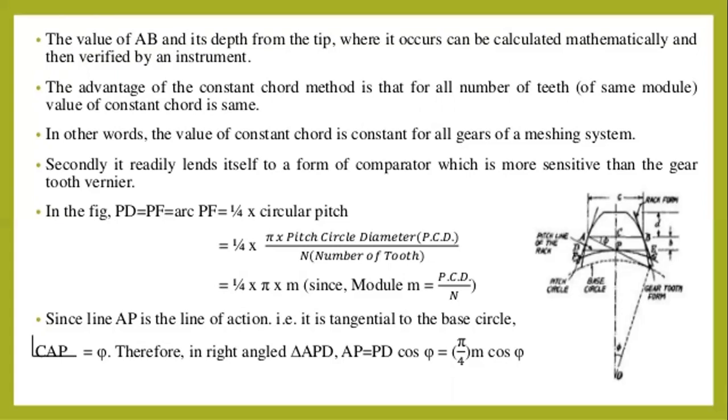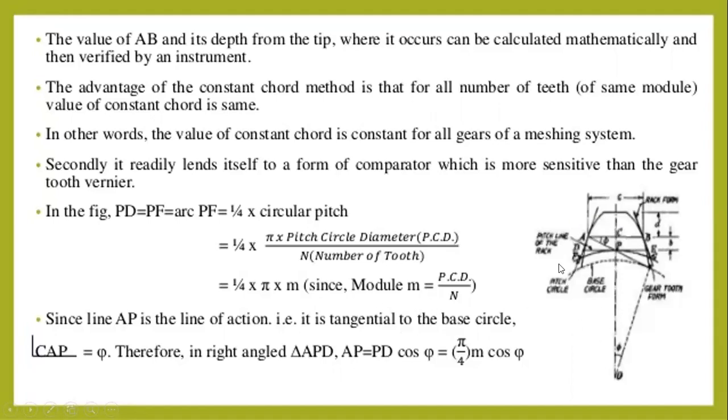Then secondly, it readily lends itself to a comparator. So when you measure with a comparator, it is also more sensitive than the gear tooth vernier caliper. So by using a plunger or a probe to measure the tooth thickness, they have to verify with the chord method also. By using the chord method, they rectify it.